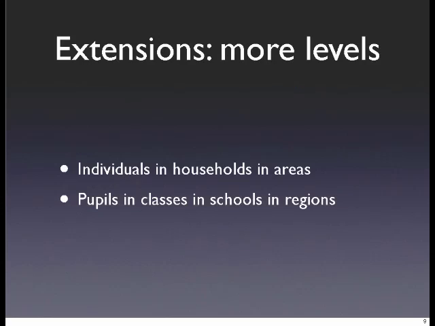So I've basically talked about 2 levels so far. Another extension that we can think of is more levels. So instead of just having individuals in areas, we could have individuals in households in areas, or pupils in classes, in schools, in regions. Now, of course, whether you can fit this kind of model will depend on the data that are available. It might be that you don't have household level data, but if you have these different levels, this enables you to look at several levels and look at the variations in things like self-assessed health measures, educational scores, and so on.